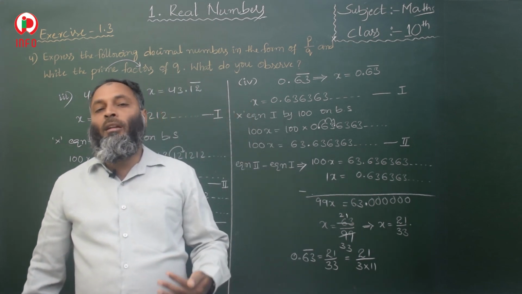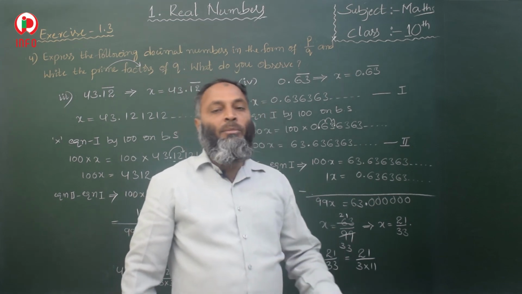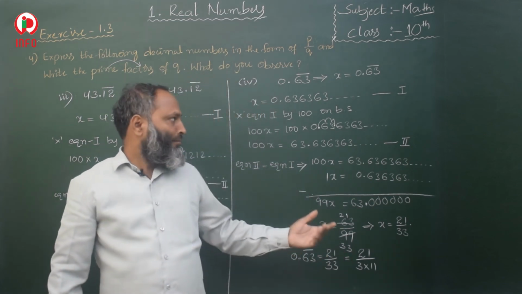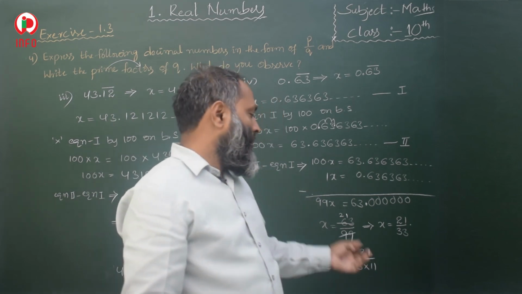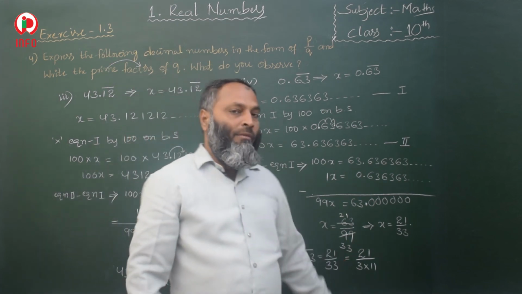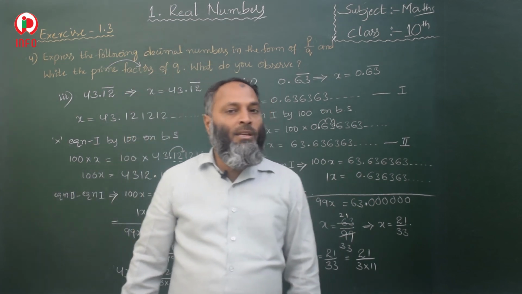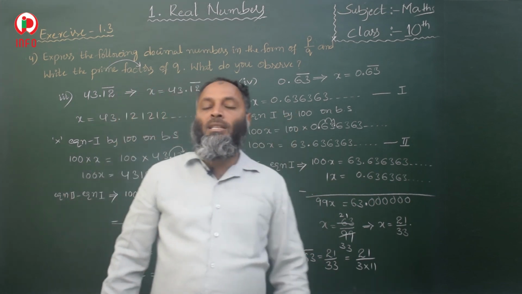If the denominator's prime factors are 3 and 11, that means other than 2 and 5, so it is not a terminating decimal. So that we observed here: the denominator prime factors are other than 2s and 5s. So that is why this is a non-terminating repeating decimal. Okay.